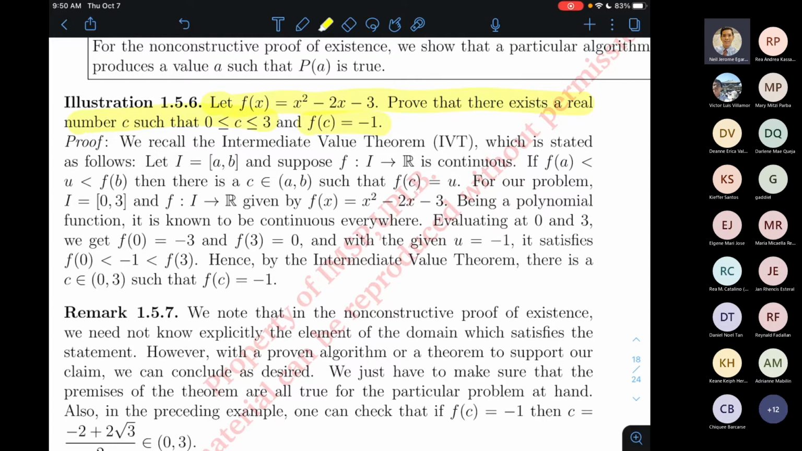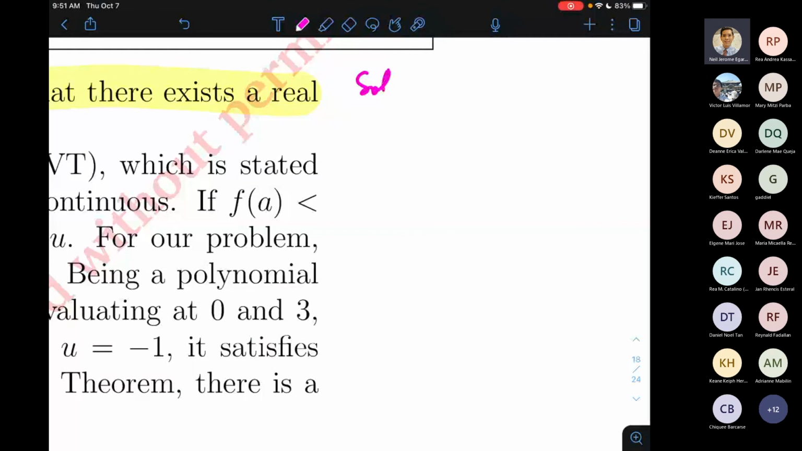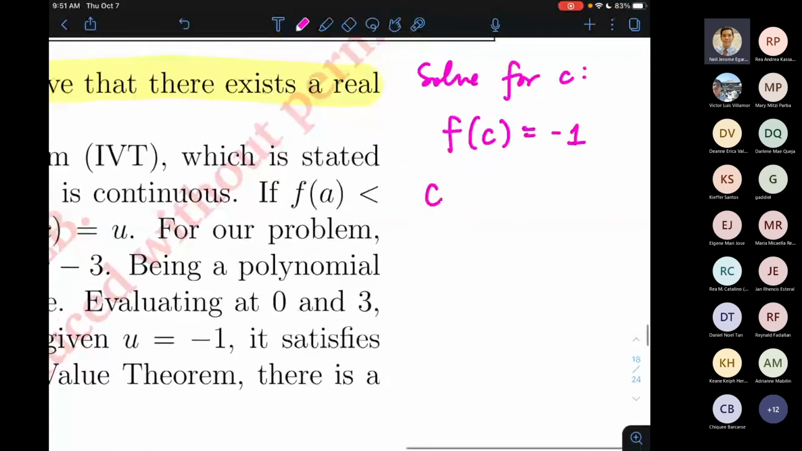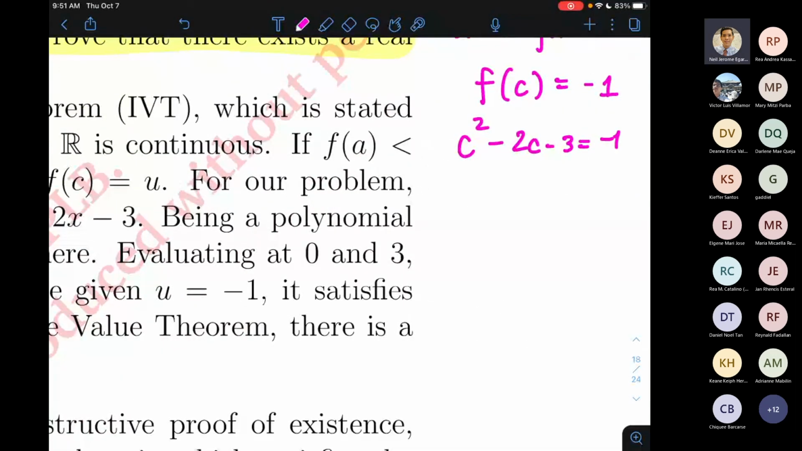Well, one way to write the proof is to give me explicitly what the number c satisfies the theorem, right? So yun yung proof by construction natin kanina. Ibigay niyo sa akin ano si c. I just need to make sure that c is between 0 and 3 inclusive and f of c is equal to -1, right? So pwedeng I'll solve for c. F of c equals -1. Tama ba? Then f of c would be c squared minus 2c minus 3 equals -1.